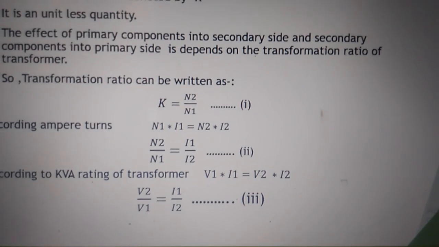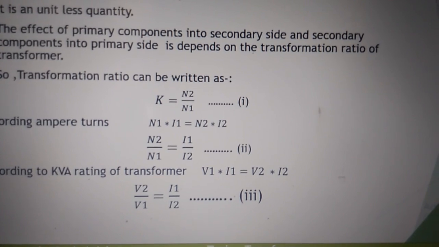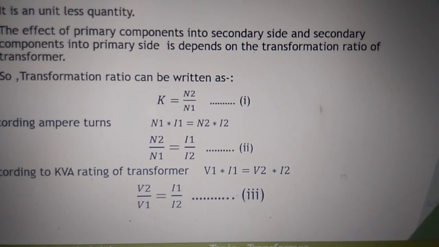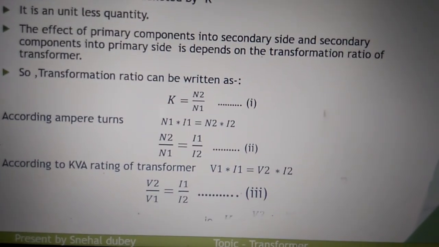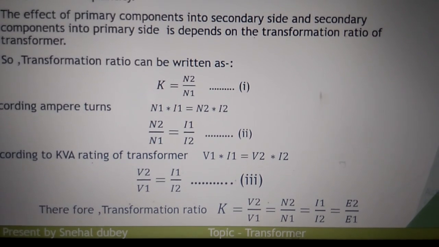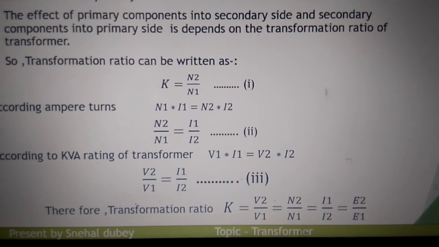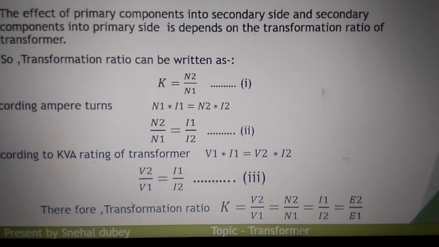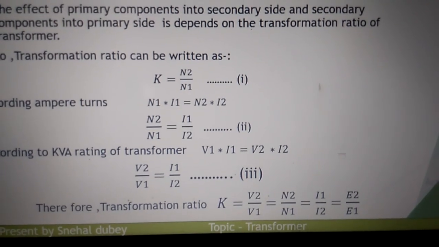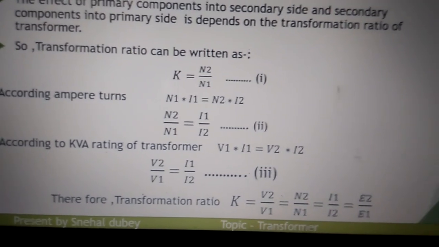Okay, according to the KVA rating or VA rating of transformer, earlier also I have explained about the rating of transformer. So V1 into I1, input rating, is equal to V2 into I2, output rating. So V2 by V1 is equal to I1 by I2. Therefore the transformation ratio K will be V2 by V1 is equal to N2 by N1 is equal to I1 by I2 is equal to E2 by E1. V2 और E2 एक दूसरे के बराबर होते हैं, V1 और E1 एक दूसरे के बराबर होते हैं मैग्नीट्यूड के अकॉर्डिंग, इसलिए ये भी ट्रांसफॉर्मेशन रेशियो को डिफाइन कर सकते हैं.